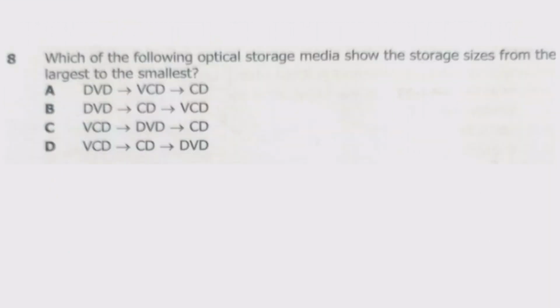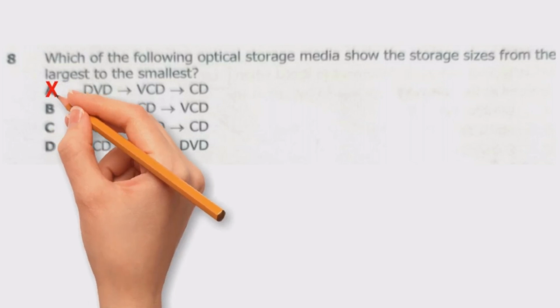Question 8 is as follows. Which of the following optical storage media shows the storage sizes from the largest to the smallest? A, DVD to VCD to CD. That's correct. DVD is bigger than VCD and VCD is bigger than CD. Okay, so A is correct.